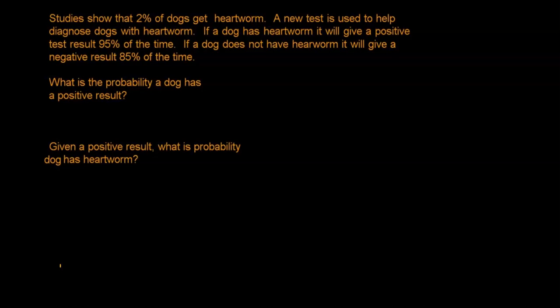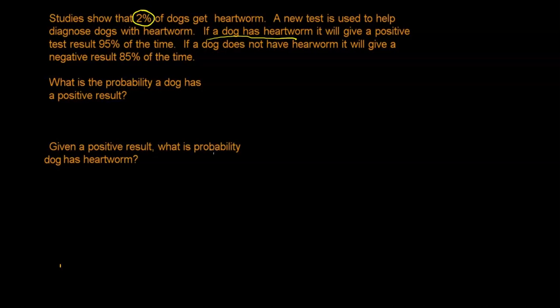All right, studies show that 2% of dogs get heartworm. A new test is used to help diagnose dogs with heartworm. If a dog has heartworm, it will give a positive result 95% of the time. That right there is a conditional statement: if the dog has heartworm. So if I am one of those 2% of dogs, then I have a 95% chance of having a positive test.